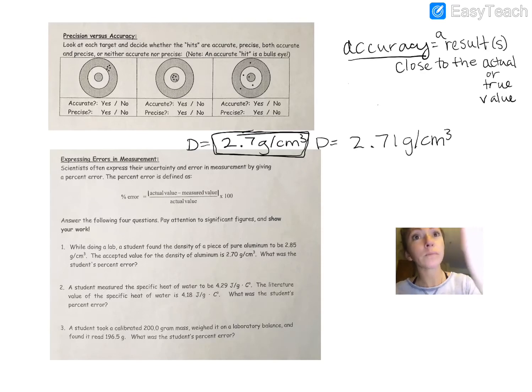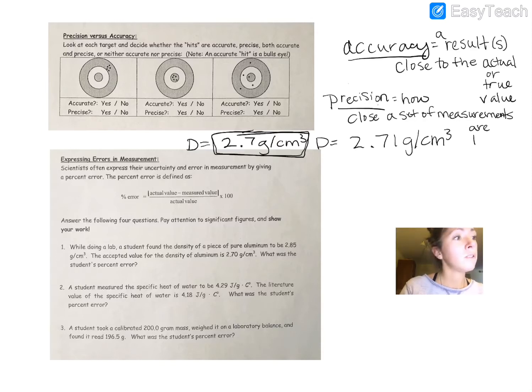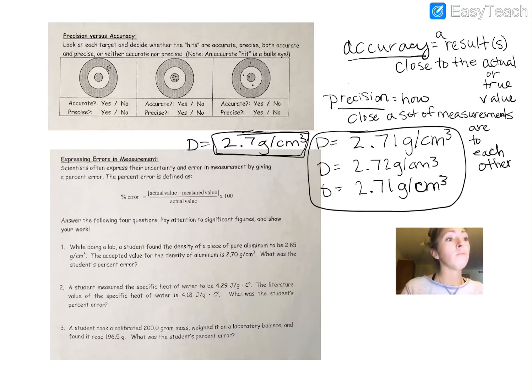Now, precision is another way to describe data, but precision is how close a set of measurements are to each other, all right? So it's basically having things within a close range of each other. Let's say that you took that aluminum and you measured it 3 times and you got 2.72 grams per cubic centimeter the second time, and you got 2.71 again on the third time. Your 3 measurements are really close to each other, which would mean that you are very precise, okay? So you've got precision.